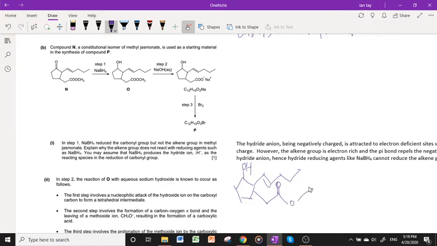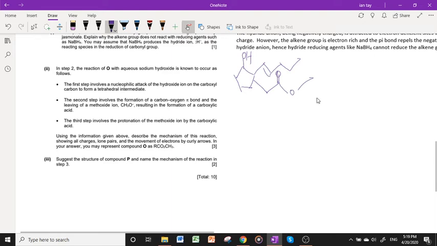COOCH3. Okay, so what are we given? We are given that the first step is the nucleophilic attack of the hydroxide ion on the carboxyl carbon to form a tetrahedral intermediate. So we know that this group does not immediately leave, because there's a tetrahedral intermediate, and it's not even a transition state complex, it's an intermediate. So all the bonds must be preserved. So the only bond you can break is the pi bond of the double bond. It also makes sense because the pi bond is weaker than the normal sigma bond. So it's most likely that the pi bond will break.